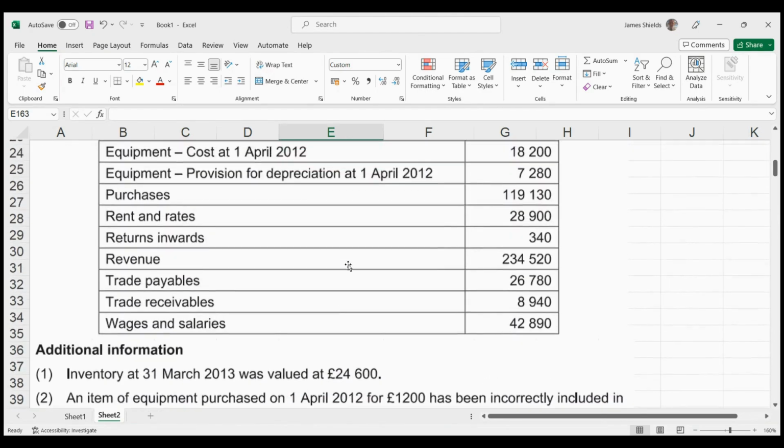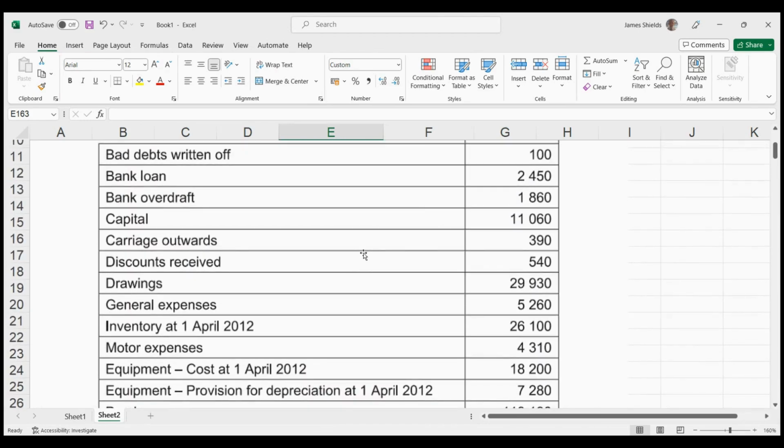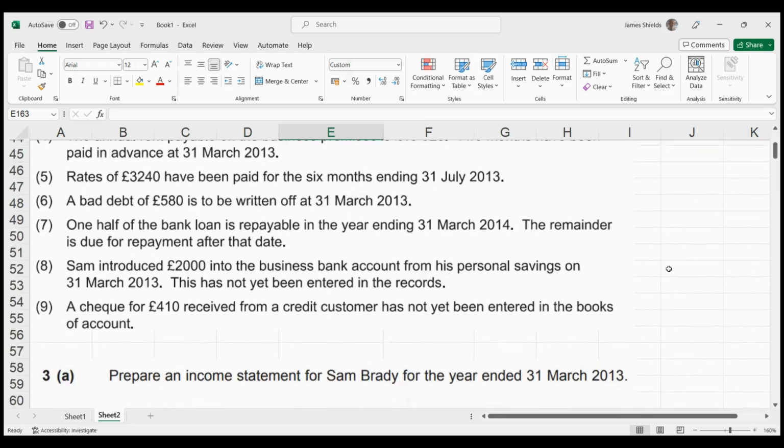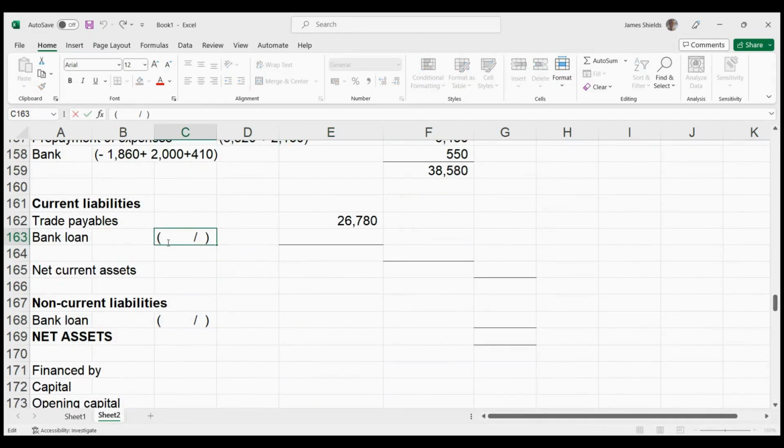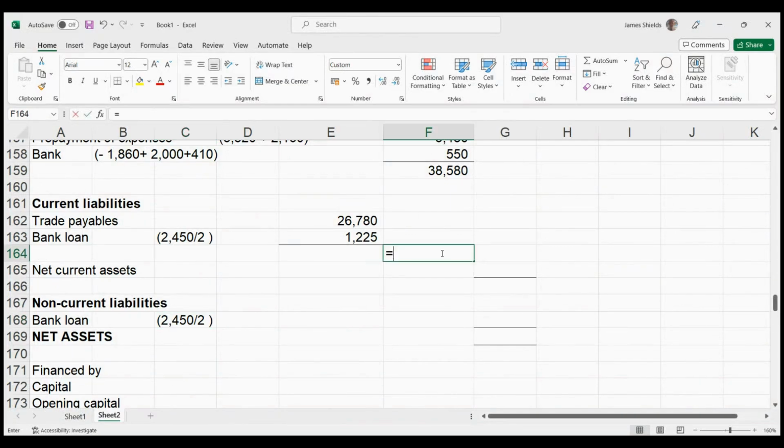So one half of the bank loan. So the bank loan, if we go back to the information at the top, was 2,450. So it's going to be 2,450, and we're going to divide that by 2. We will get £1,225. That's going to be the same in your non-current liabilities as well. So let me put that down there at the same time. Okay. Now my total current liabilities then is going to be the 26,780 trade payables plus the bank loan repayable in the next 12 months of 1,225, giving £28,005.